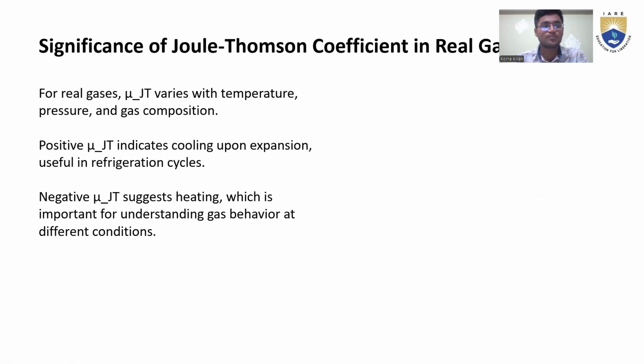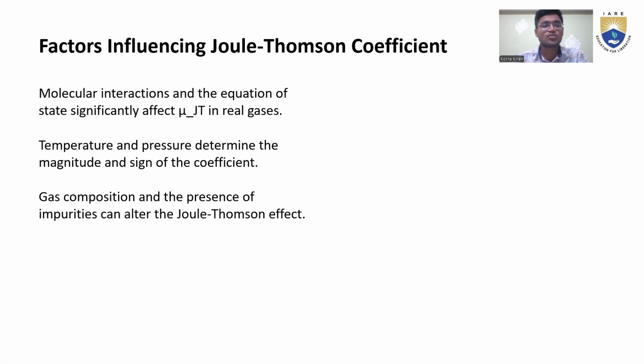We can see on the next slide the significance of the Joule-Thomson coefficient in real gases. Here we can see that positive implies cooling upon expansion, that was a positive sign in the refrigeration cycle. Negative suggests heating, while at the same time understanding gas behavior at different conditions. And the factors influencing the Joule-Thomson coefficient are mainly temperature and the equation of state, determining the magnitude and sign. Those are the factors.